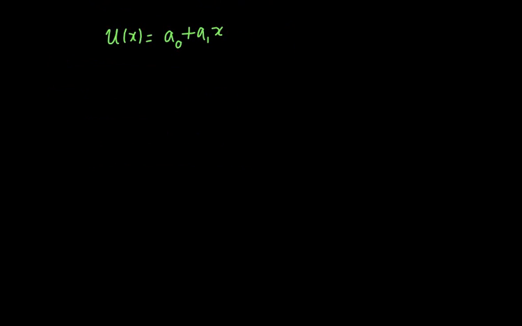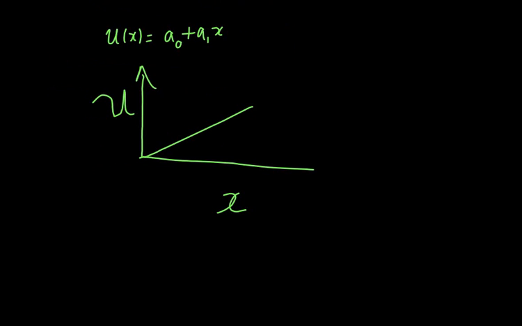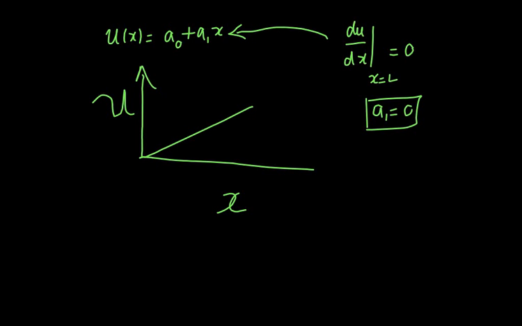So if you plot the displacement curve by taking u along the y-axis and x along the x-axis, the displacement curve is a linear but inclined straight line. If you are applying the derived boundary condition, for example, du over dx at x equal to L is 0, this is the derived boundary condition. If you apply this boundary condition on this trial solution, the value of a1 becomes 0.